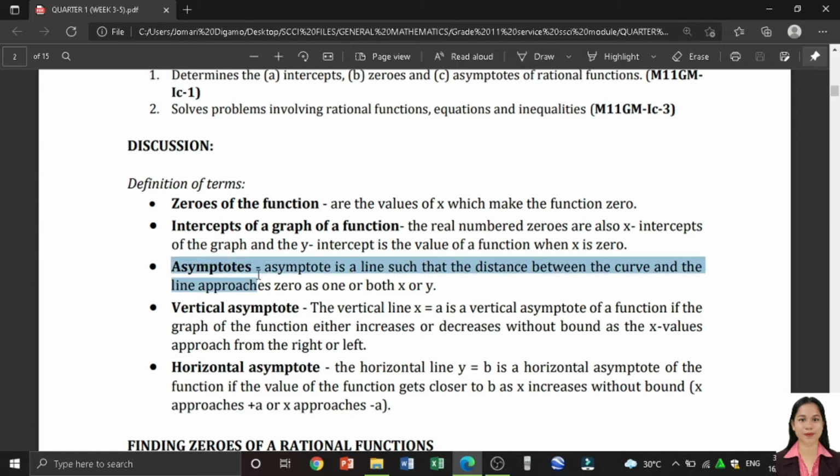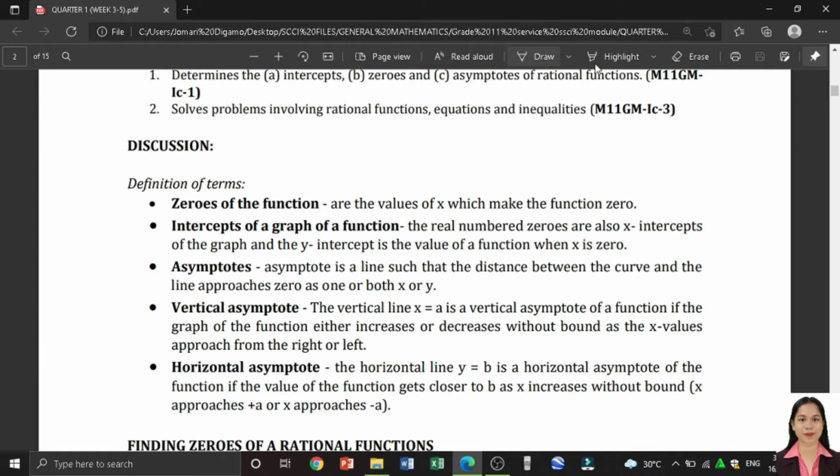Next, we have the asymptote. So asymptote, these are the lines such that the distance between the curve and the line approaches 0 as one or both of x and y approach infinity. Vertical asymptote, the vertical line x is equal to a is a vertical asymptote of a function if the graph of the function either increases or decreases without bound as the x values approach a from the right or left. And then the horizontal asymptote are the line y is equal to b of the function if the value of the function gets closer to b as x increases without bound.